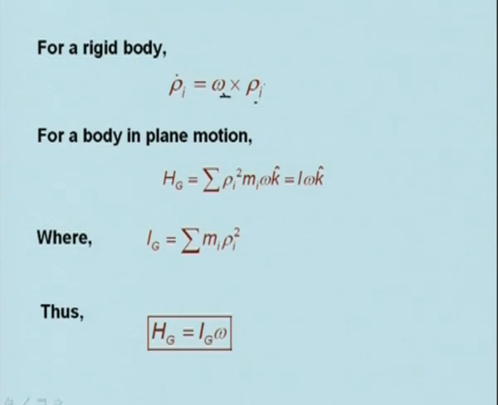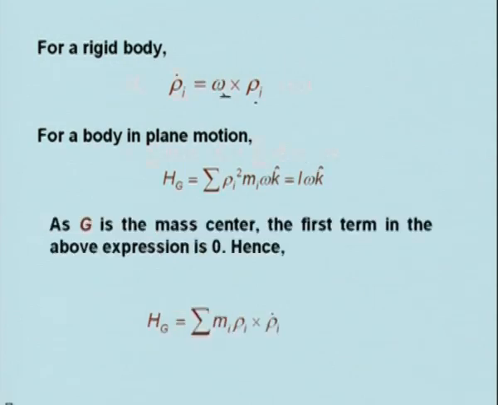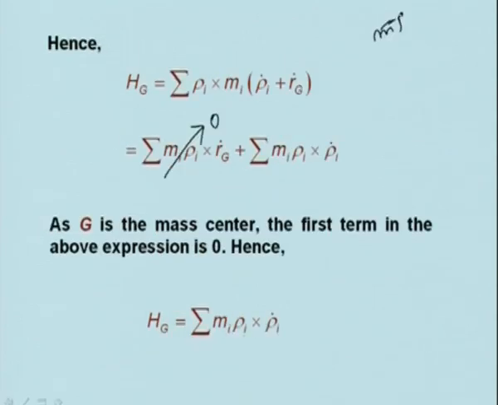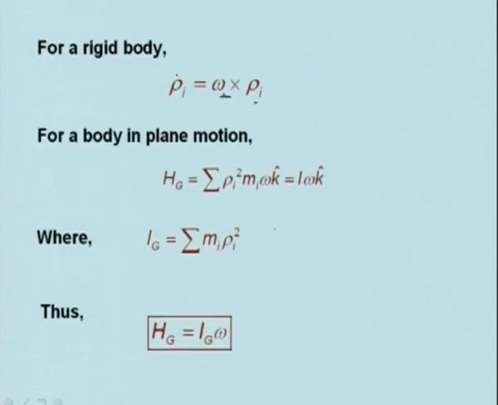Now for a body in plane motion, this simply becomes Hg is equal to sigma rho_i squared mi omega k. That means this is basically I omega into k. I is the mass moment of inertia of the whole body. So in plane motion it has only angular velocity omega k, so you will get I omega in the k direction, and this is what has come.